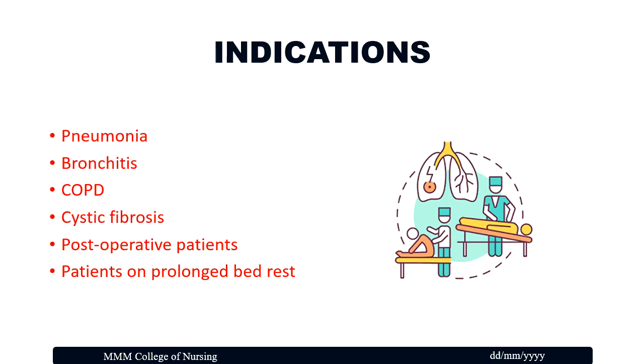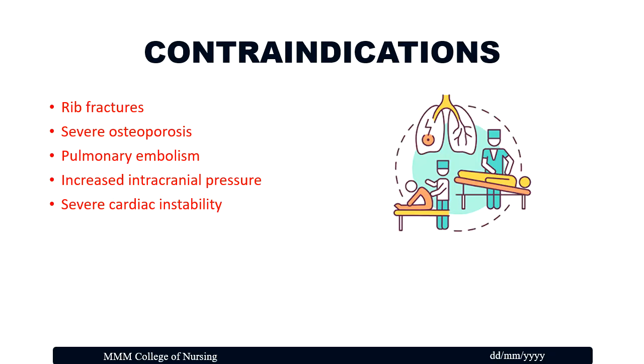Indications. Why is it indicated? In whom is it indicated? In patients who have pneumonia, bronchitis, COPD, cystic fibrosis, post-operative patients, and also patients who are on prolonged bed rest. So CPT is commonly used in patients with respiratory diseases. It is also important after surgery when the patient cannot cough effectively. We have to keep in mind what is wrong in the patient and keep checking and following him up. Moving on to the contraindications.